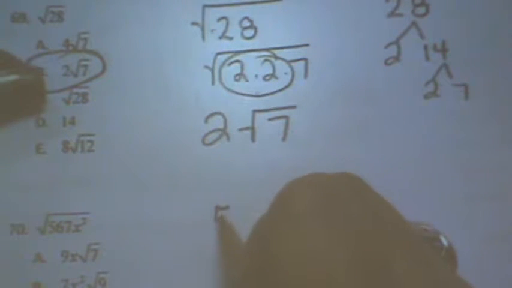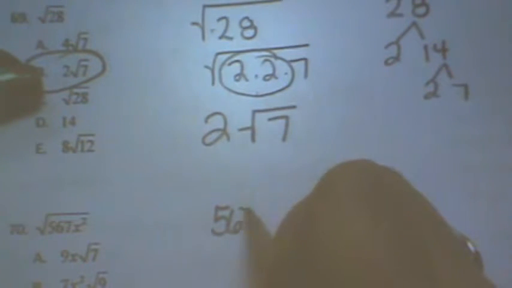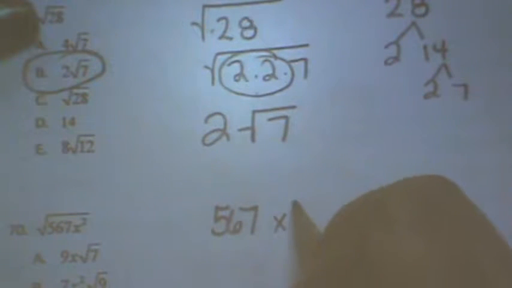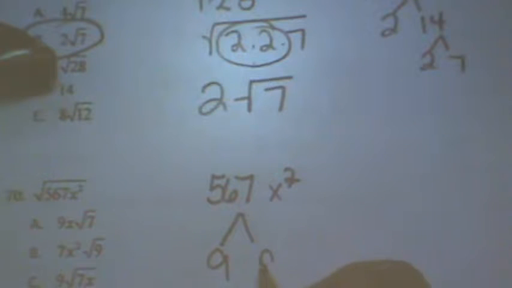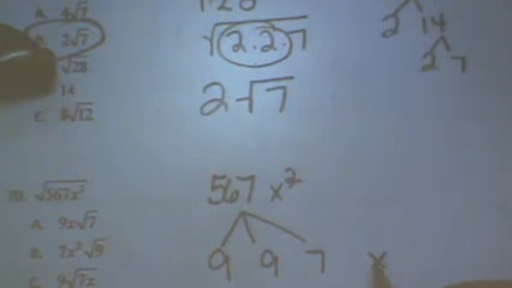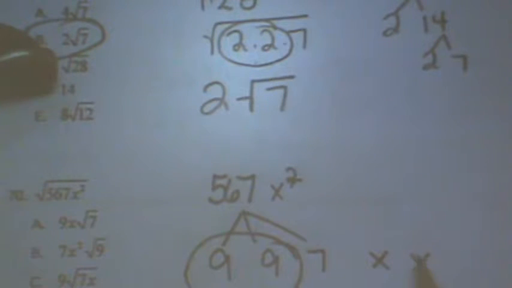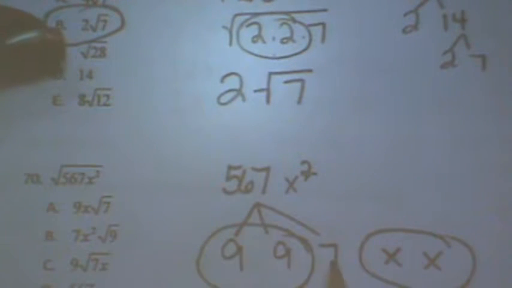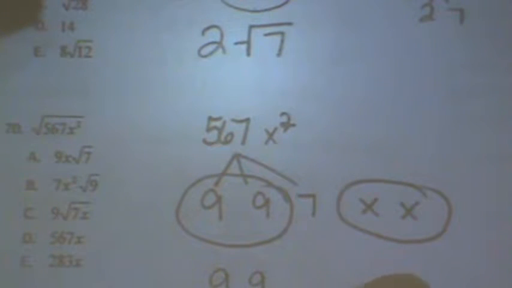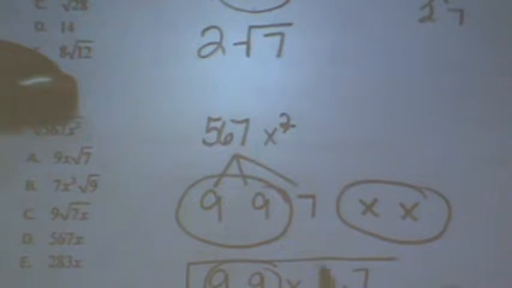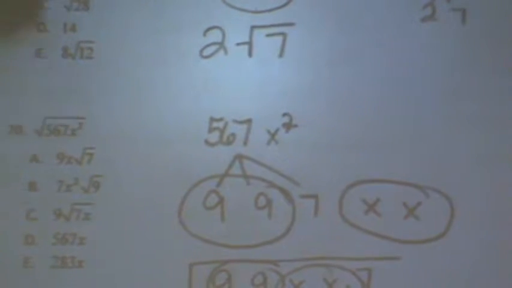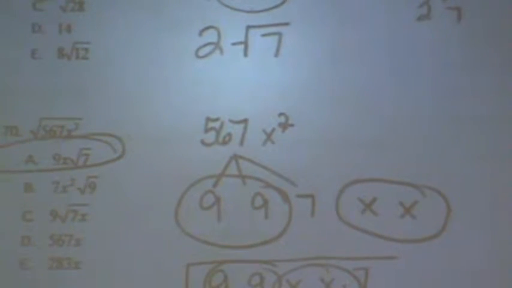567, and then x squared. How do you break 567 up? Well, it's a product of 9, 9, and 7, and then we have 2 x's. So 9 comes out and an x comes out, and we have a square root of 7. So 9 times 9 times x times x times 7. That's your set of 2 of a kind. 9x comes out, and then the 7 stays. A. Okay?